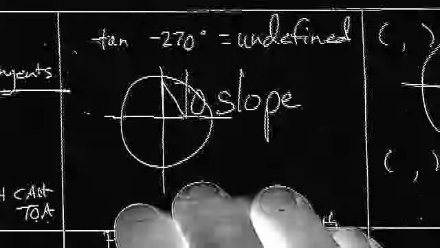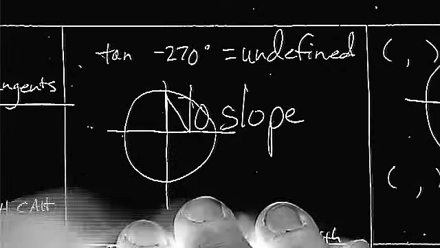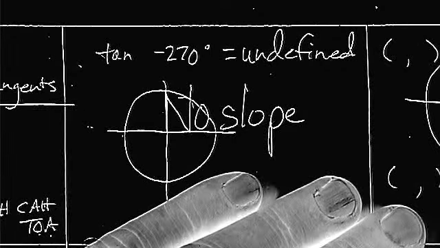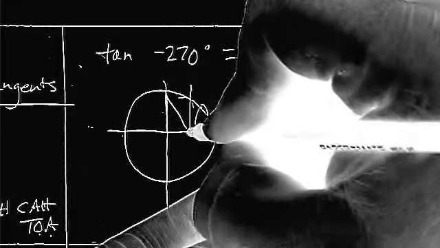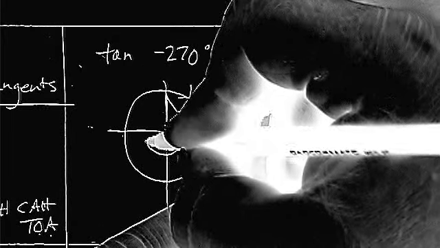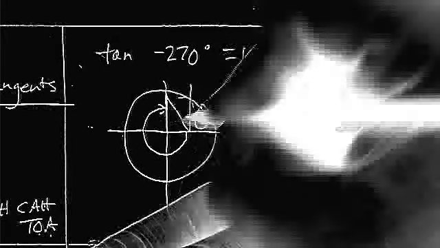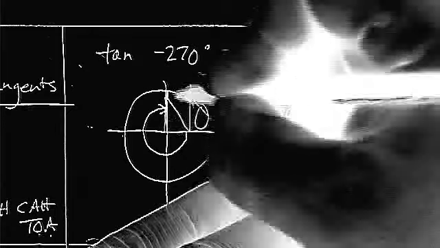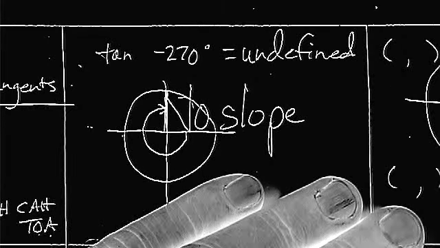And hopefully you understand other things, like if you were dealing with -270, keep in mind what that is. Starting around here, we got -90 and -180, -270. That's a vertical line, and a vertical line has no slope, or undefined.